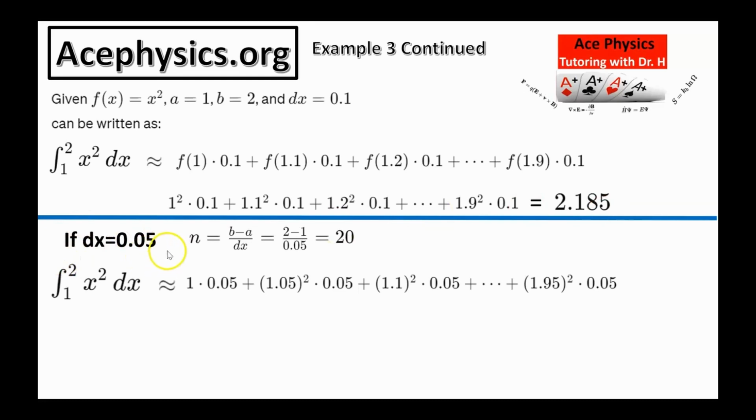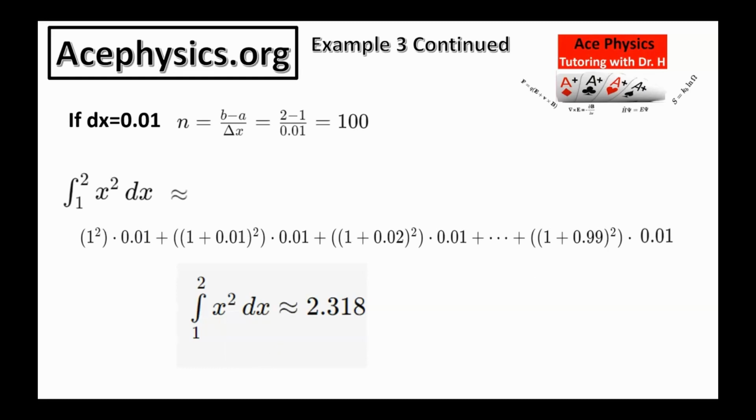If dx is chosen to be 0.05, then you have 20 terms in your sum. And for that sum, the approximation for the integral is 2.258. Now if we take dx equal to 0.01, we get 100 terms in our sum, and the integral is equal to 2.318 with 100 terms.